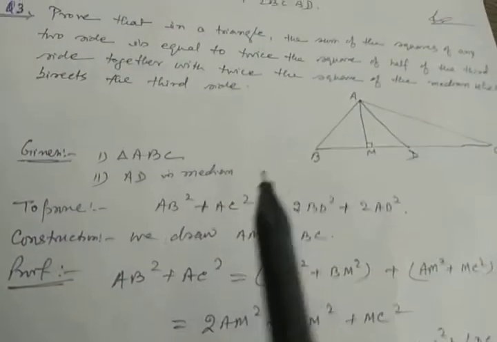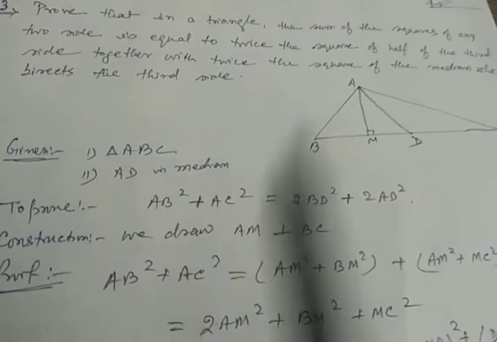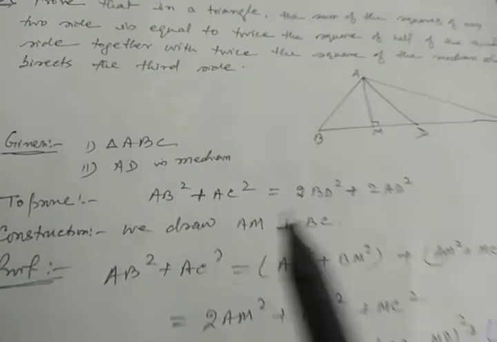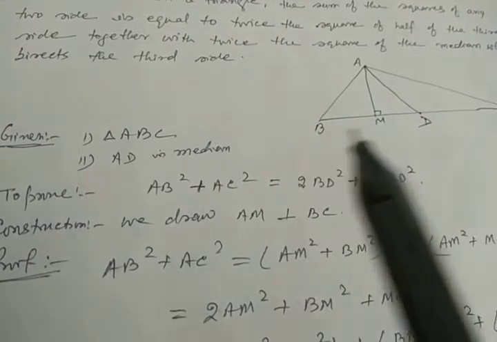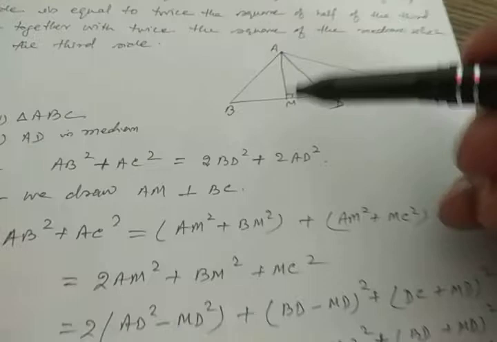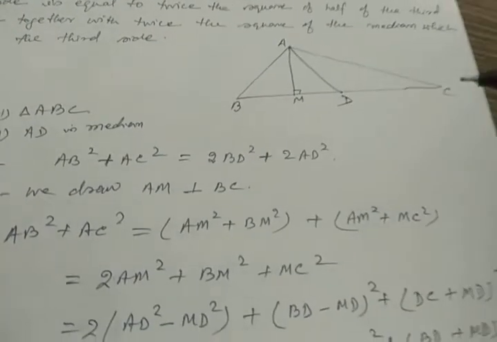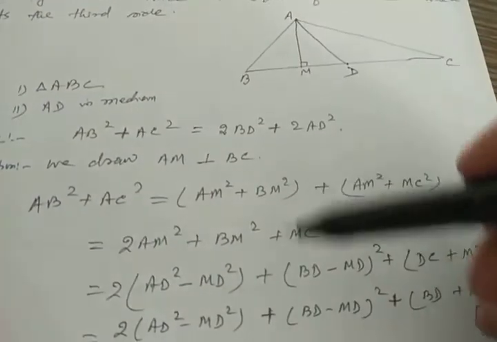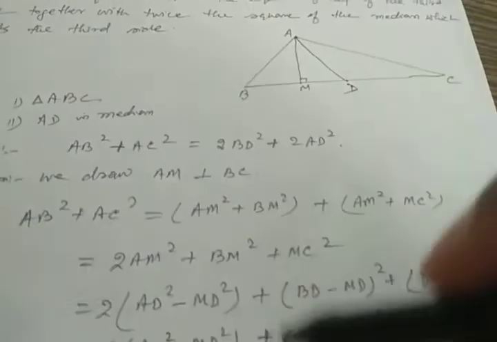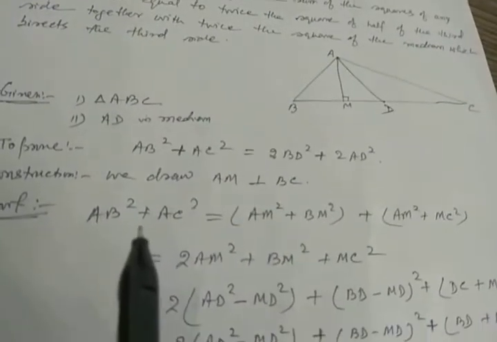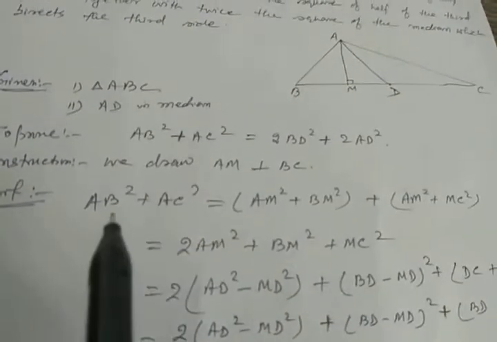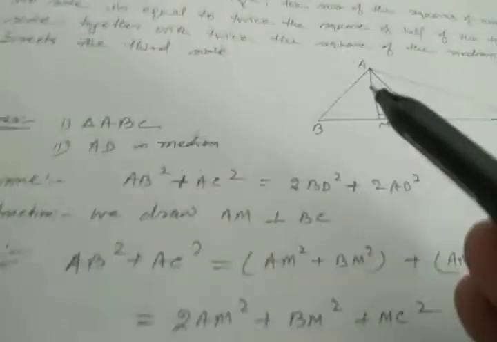So, see, in triangle ABC, AD is median. I have to prove AB square plus AC square is equal to 2AD square plus 2BD square. To prove this theorem, we just draw AM perpendicular to BC. Now, as we have to use the Pythagoras result, we can simplify. I have taken the LHS part now: AB square plus AC square. Now, this AB square can be converted.